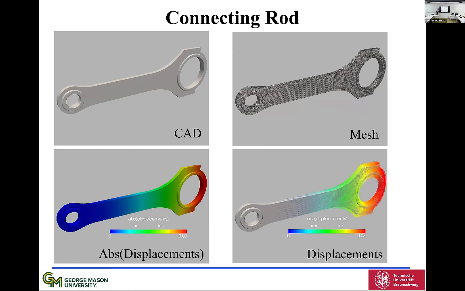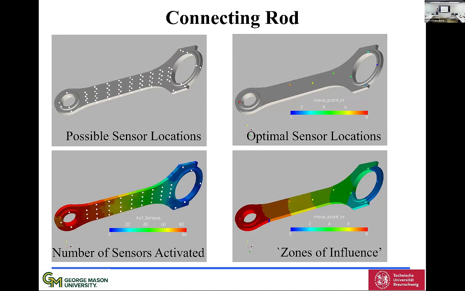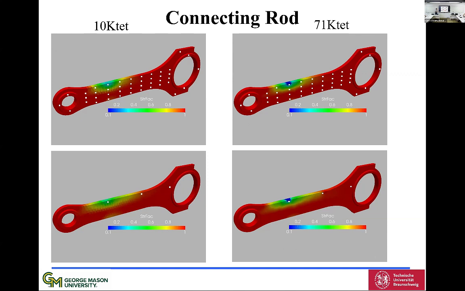Okay, and this is now a bigger case, a typical mechanical engineering case, and you can see here the possible sensor locations. These are the optimal ones that you get, and we did a grouping of elements here. I don't know how big the mesh was, but this was a nice way of reducing the CPU cost, and this is what you get for the zones of influence. This is a 10,000 element mesh, and this is a 71,000 element mesh.